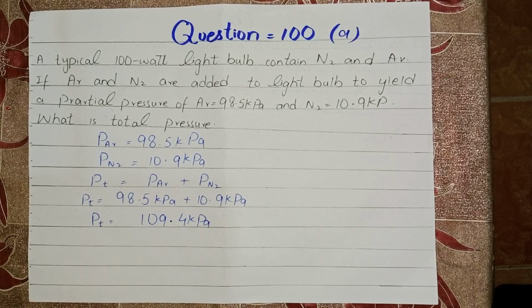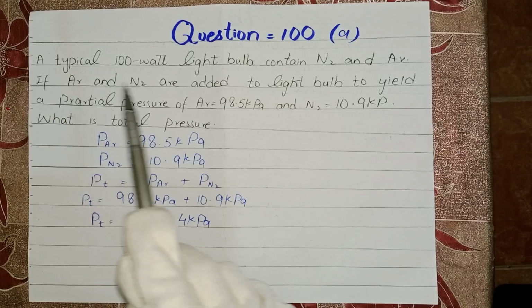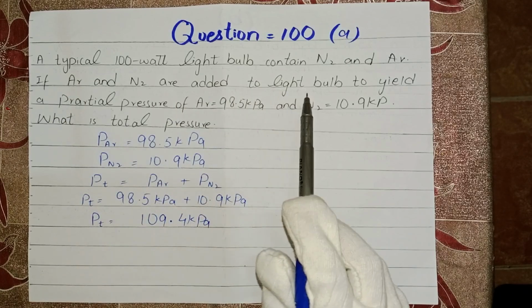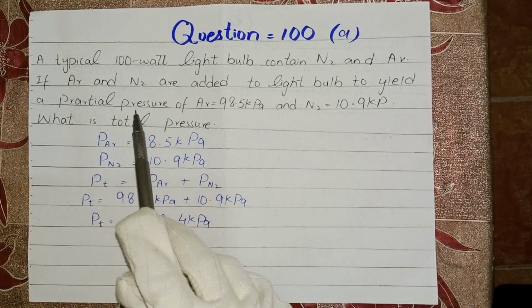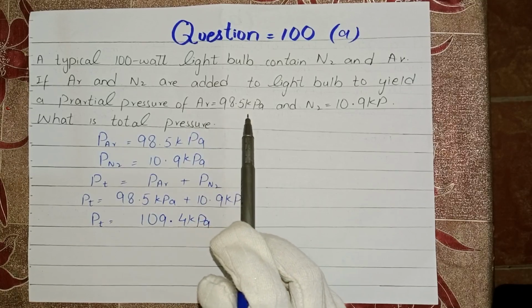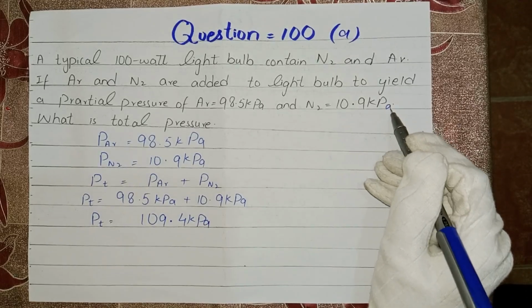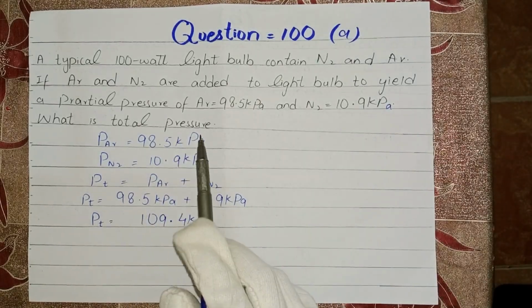Question number 100, part A. A typical 100-watt light bulb contains nitrogen and argon. If argon and nitrogen are added to the light bulb to yield a partial pressure of argon of 98.5 kilopascal and nitrogen of 10.9 kilopascal, what is the total pressure?